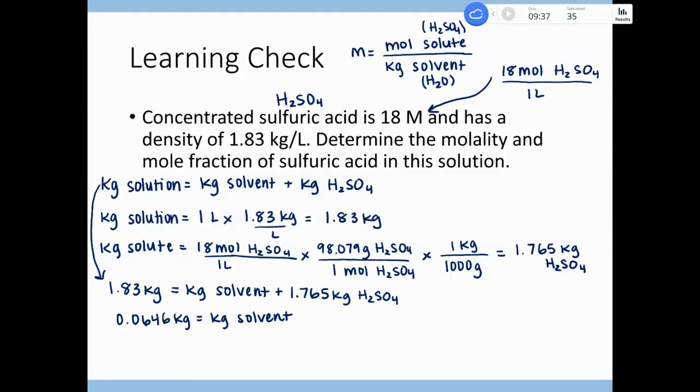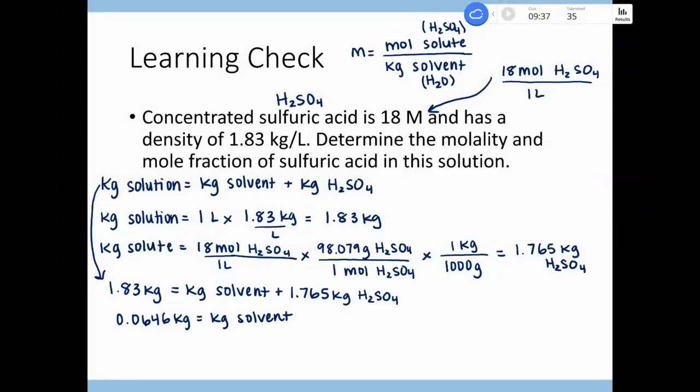So this value I kept with more digits, but then didn't write it down with the extra values. So if you have more digits here, you'll calculate maybe 646, maybe 6457 or something like that. But it'll be a similar number there. Okay, so in 1 liter solution, we have 0.0646 kilograms of the water, of the solvent. And we know that in 1 liter of solution, we have 18 moles of H2SO4. That's the molarity. That's what molarity tells us.